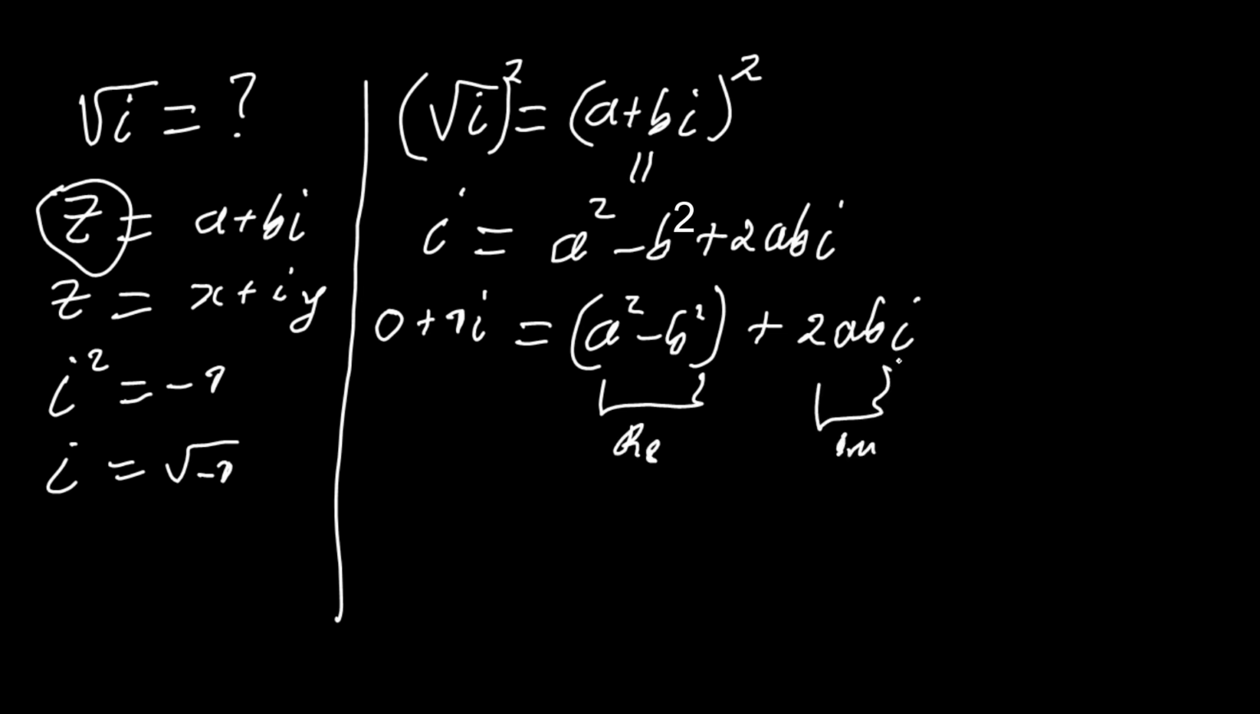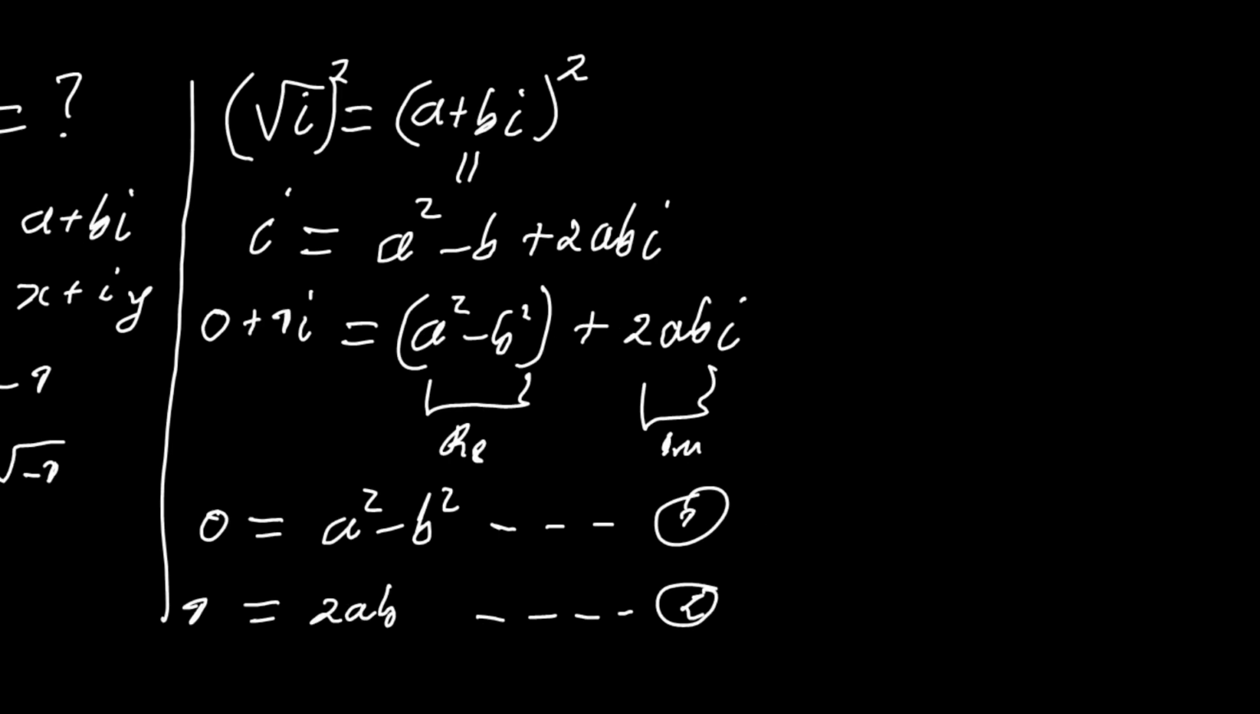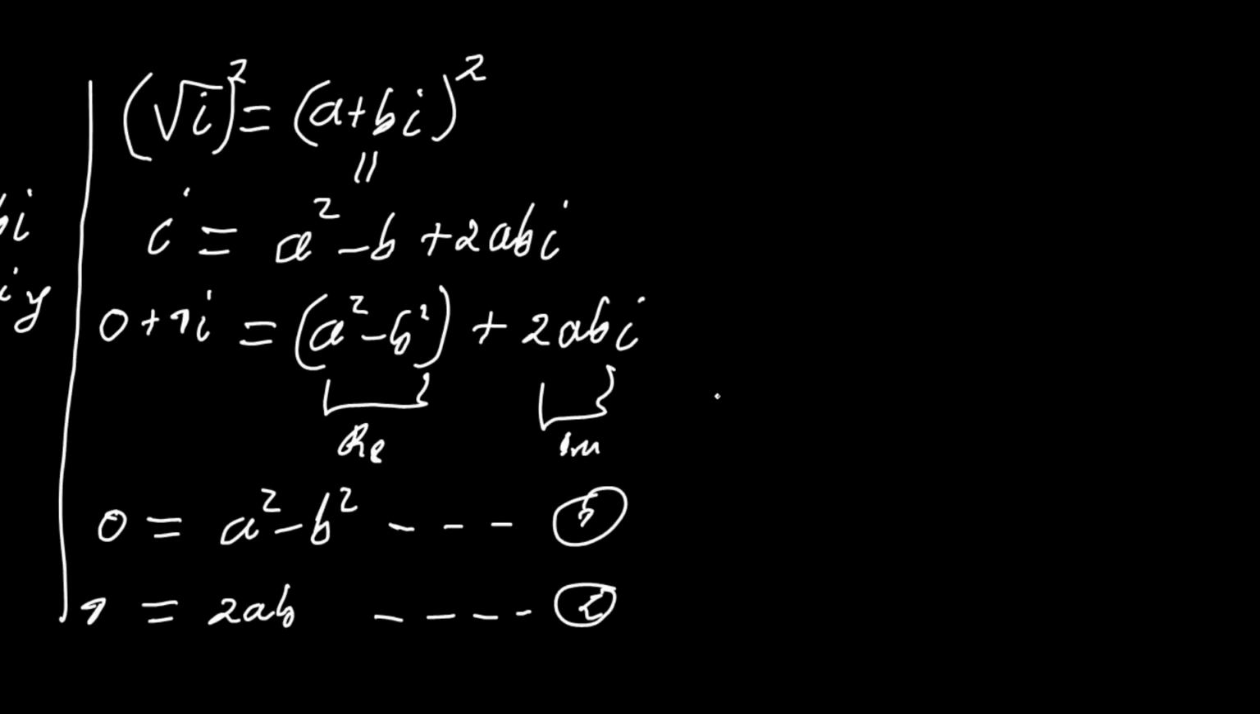Now from equality of complex numbers, two complex numbers are equal when the real part equals the real part and the imaginary part equals the imaginary part, meaning that 0 is equal to a squared minus b squared, and 1 is equal to 2ab. So we have two equations to solve, and as always, for two simultaneous equations, you can go by the elimination method, substitution, graphical, or matrix method, depending on which one works best for you. But in this case, substitution is the best.